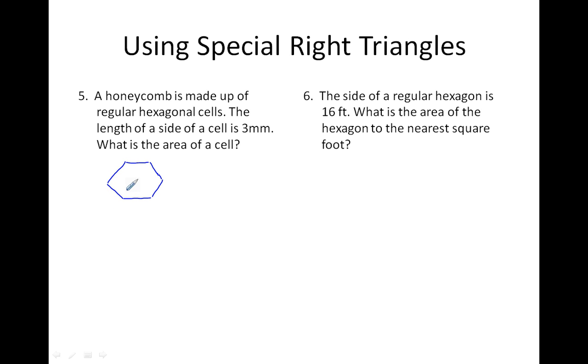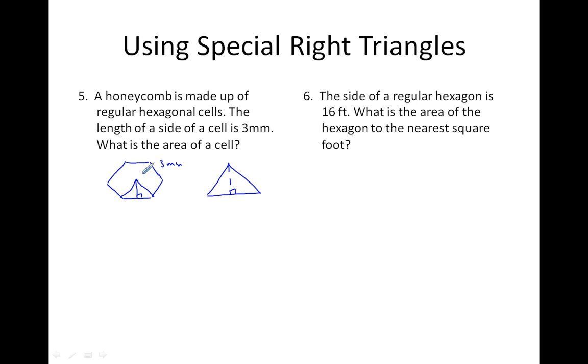That's a bad hexagon, but we'll work with it. The length of one side is 3 millimeters. What is the area of the cell? Well, if I draw in one of the triangles, and here's my apothem, I'm going to draw that a little bit bigger out here over the side, and that's what we're going to focus on. Okay, so here's my apothem.